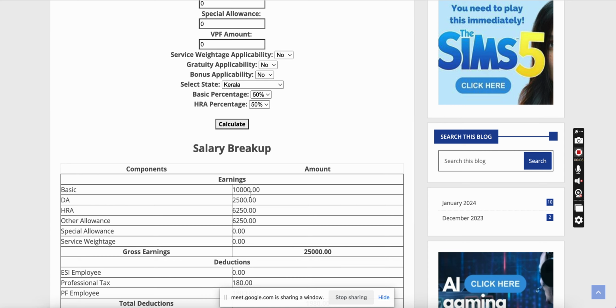10,000 plus 2,500, 12,500, 50% of 25,000, right? If I make it 60%, then it changed. HRA also, maybe I can just put 10%. It's okay. Then everything has gone into other allowance, because for HRA we gave the hint that only 10% you calculate. So it is that handy. This calculator is that handy.